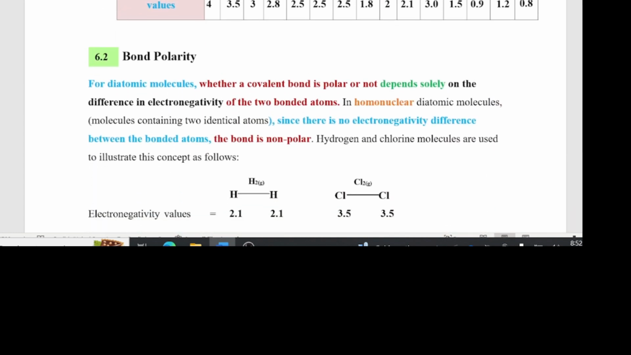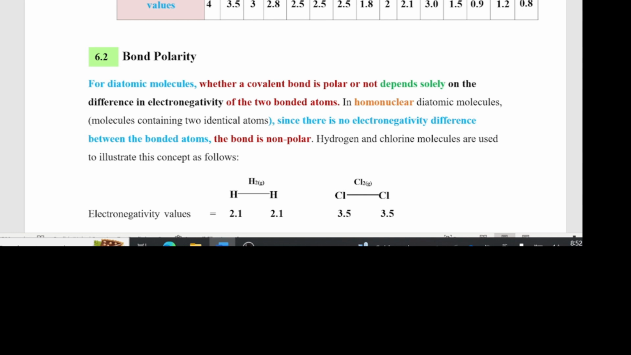Just like a magnet has 2 poles, molecules also have a little bit of electrical polarity. They can or not, depending on some of the features of the molecule. Now, for diatomic molecules, what do I mean by diatomic molecules? Molecules with only 2 atoms. For example, these here are diatomic molecules, only 2.